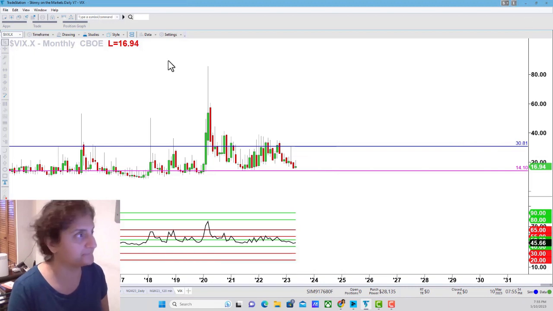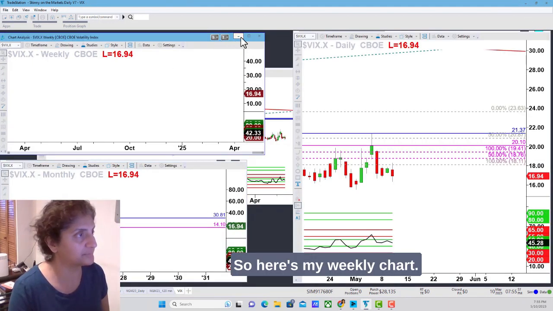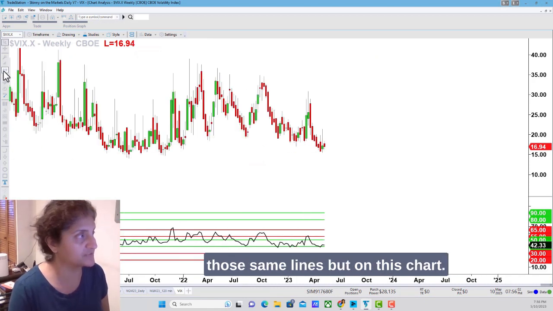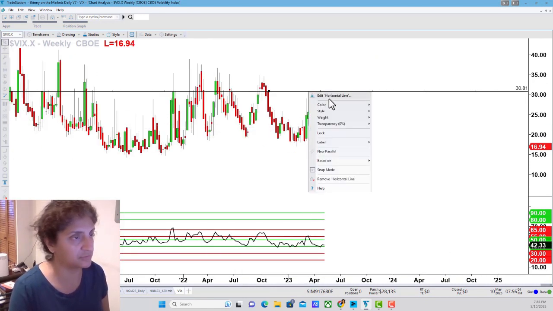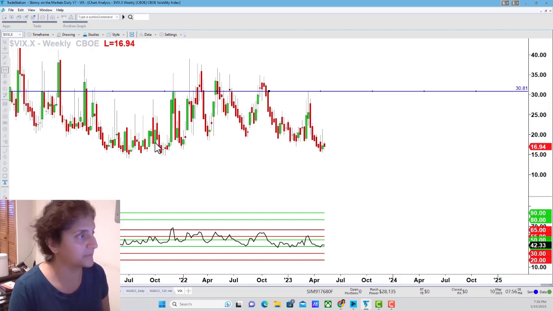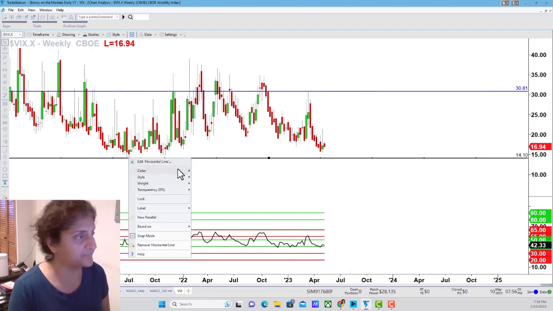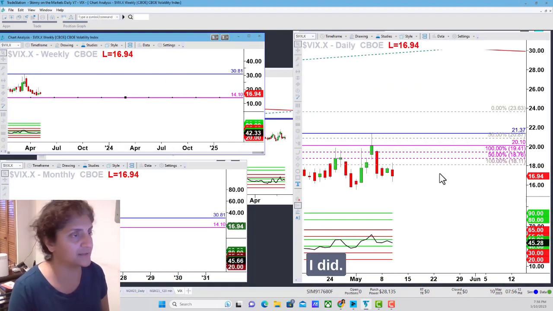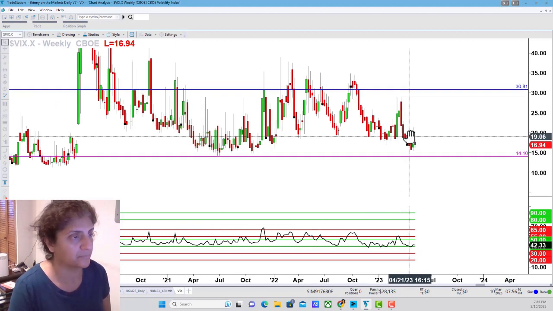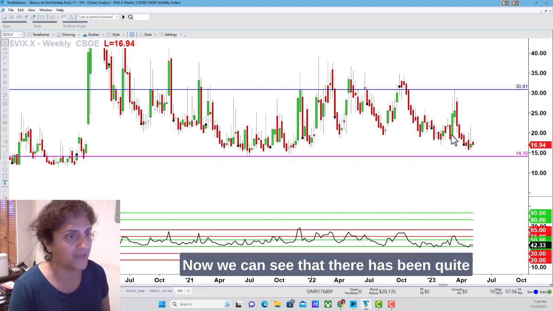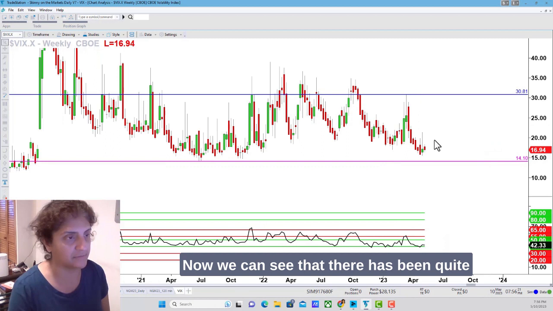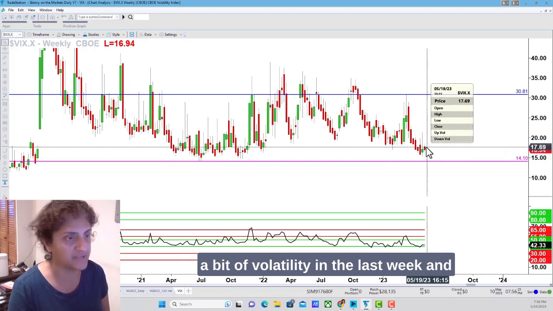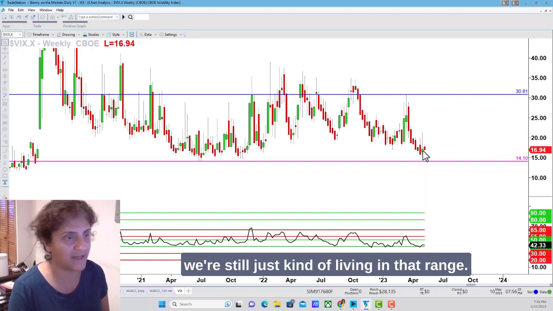All right. So here's my weekly chart. First, I'm going to transpose, I mean, just recreate those same lines on this chart. Okay. Now, just double checking that I transposed correctly. I did. Now we can see that there has been quite a bit of volatility in the last week, and we're still just kind of living in that range.